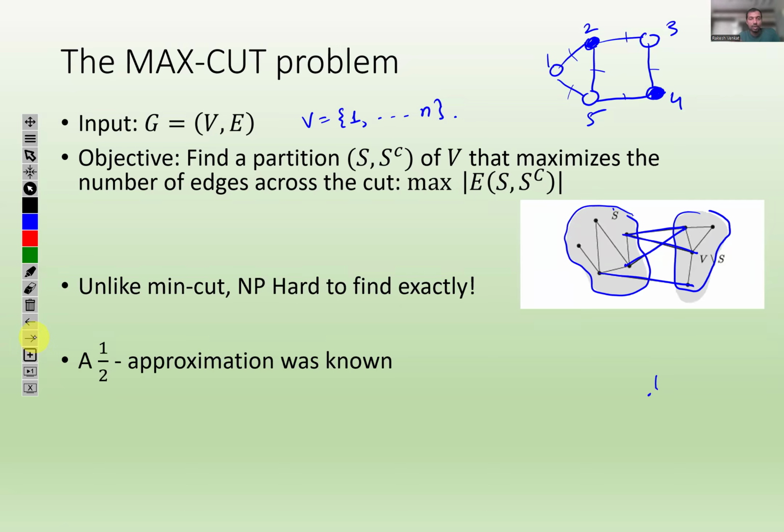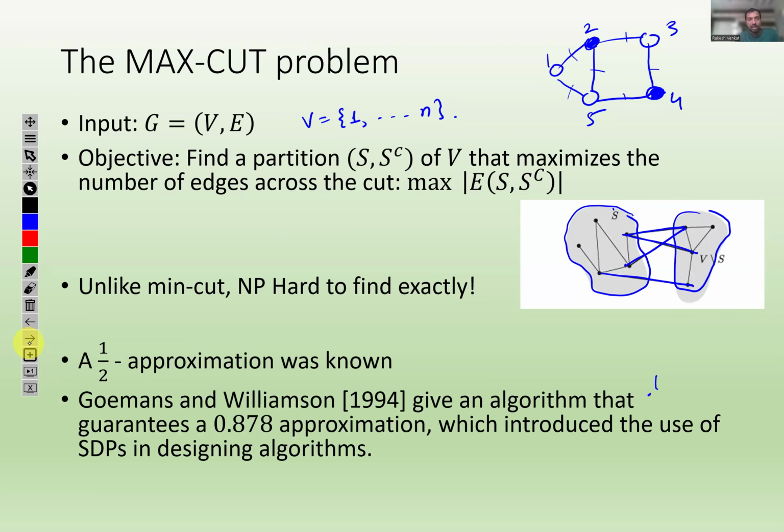And to go beyond this half barrier, that is to produce a cut which is provably more than half of the optimum, was done by Goemans and Williamson first, who in 1994 gave an algorithm that guarantees a cut which is at least 0.878 of the optimum. And this was the first paper that introduced SDPs for designing algorithms. And since then, there has been a lot of work and a lot of problems for which SDPs have given really good algorithms.